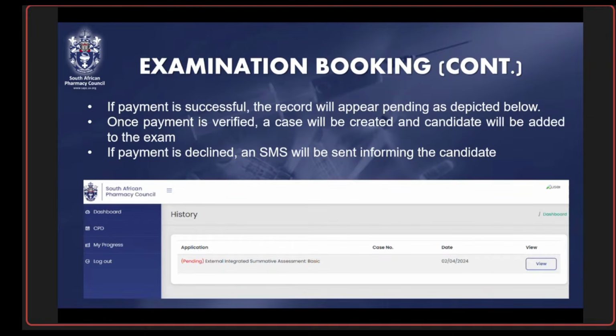Once the booking is submitted, what you will see is pending for a few minutes. Then after that, you should be able to see the case number. You don't need to contact us. Once you see this information, you should be able to go under the letters and certificates to see the booking confirmation.